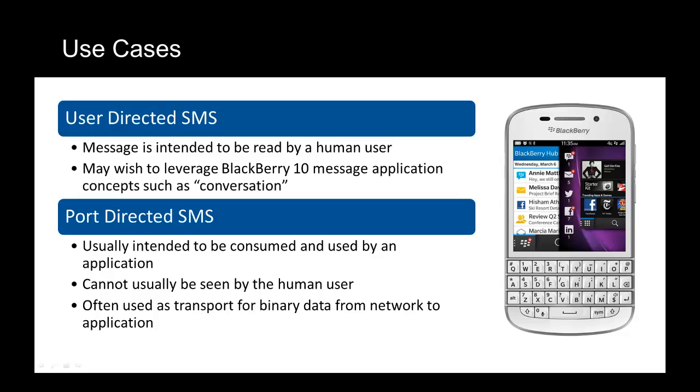So let's now talk about SMS and BlackBerry 10 applications. Now we're armed with some basic theory about SMS. Well, we differentiate between two distinct use cases. We talk about something called user-directed SMS, and these are SMS messages intended to be read by a human user. So if we send a user-directed SMS, it should arrive at the BlackBerry 10 device, it should be stored in their usual SMS folder, their inbox, and the user notified in some way such that they can go and read that message.